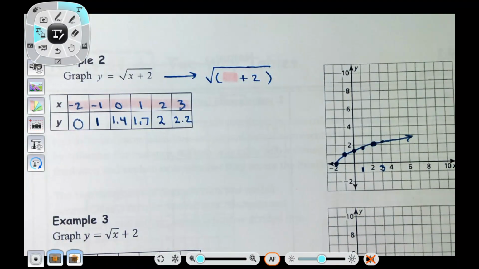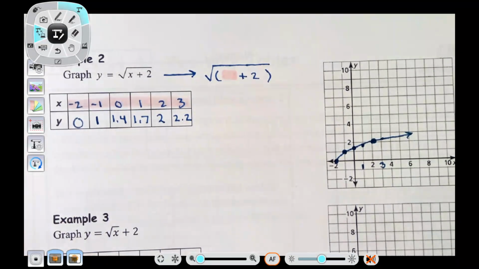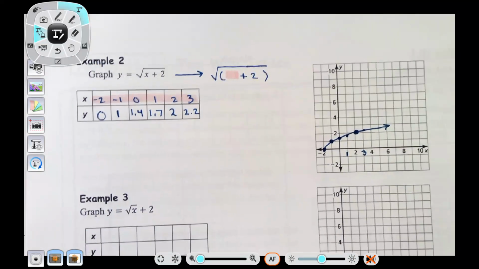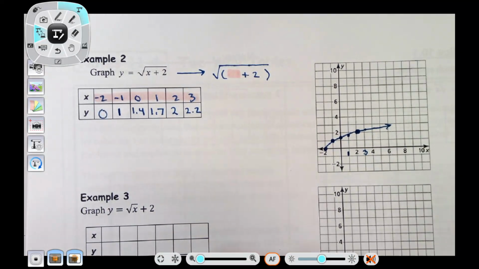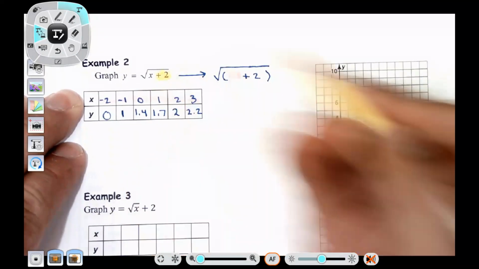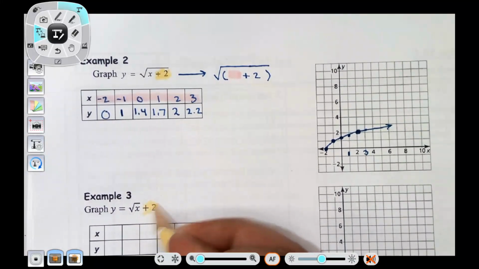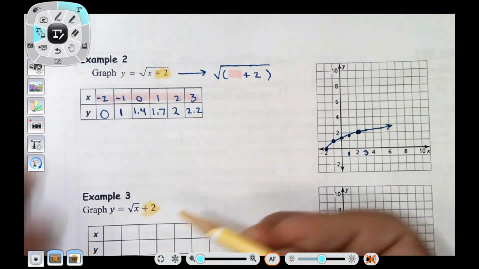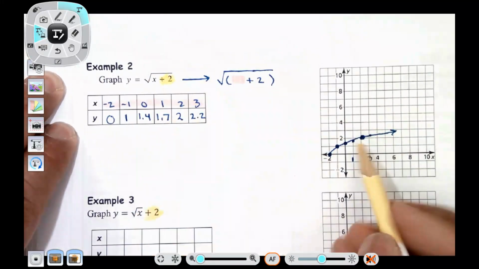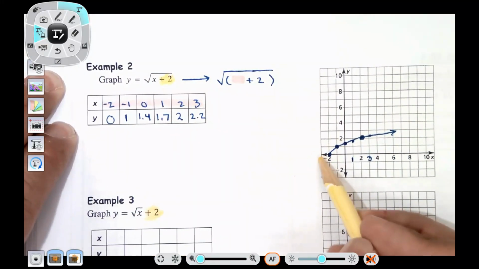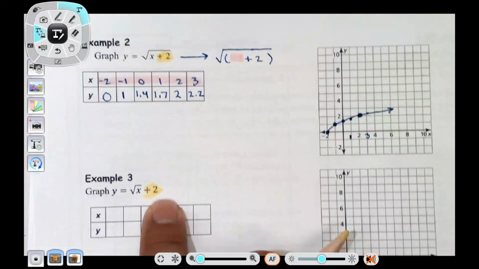So when we look at number 3, look at the big difference. You might say, oh, number 2 and number 3 are exactly the same. They're not. Look at the location of the 2. The 2 was on the inside. Here, for number 3, the 2 is on the outside. So we're going to see what a number on the outside does. So the number on the inside moved my graph to the left. So now let's see what a number on the outside will do to it.